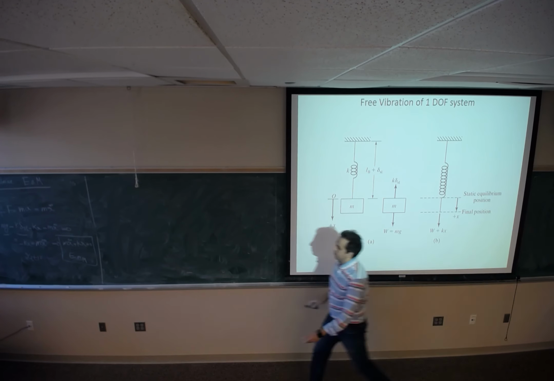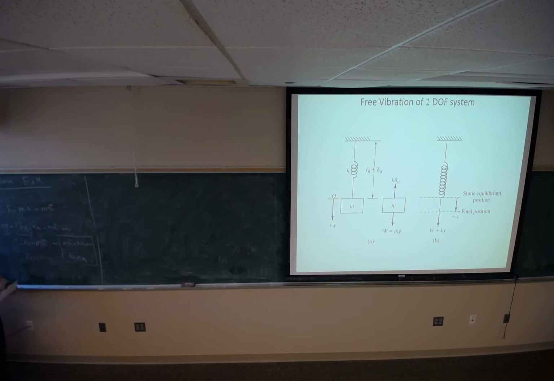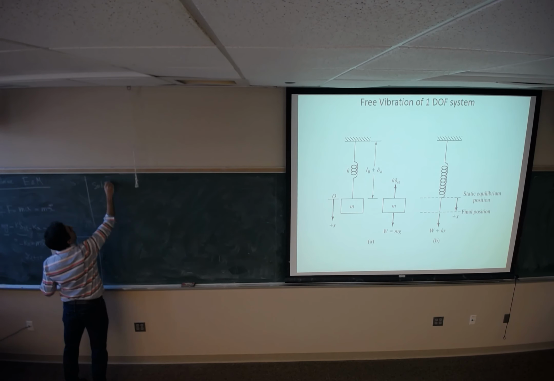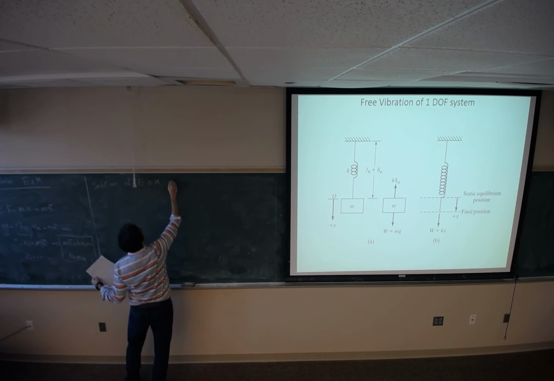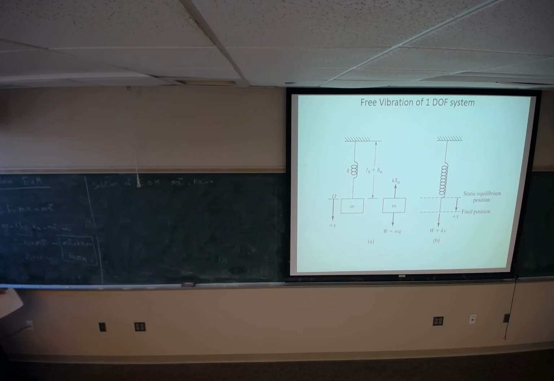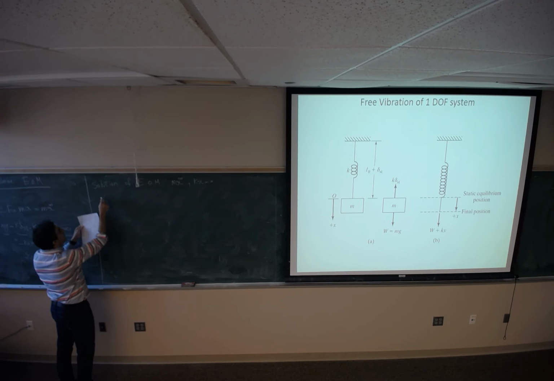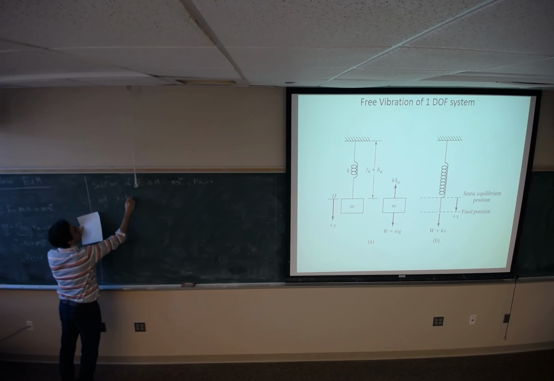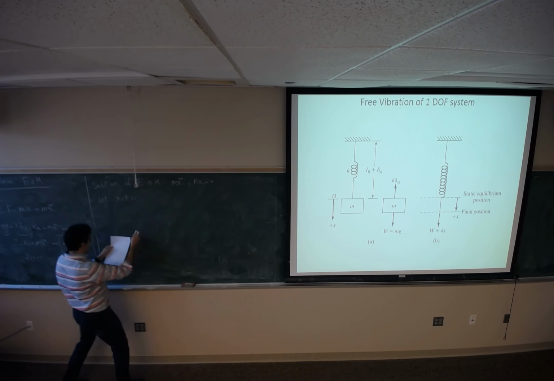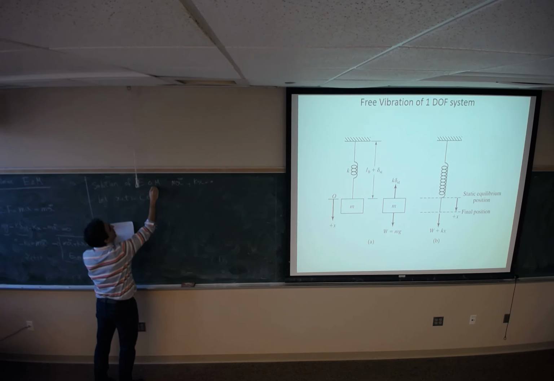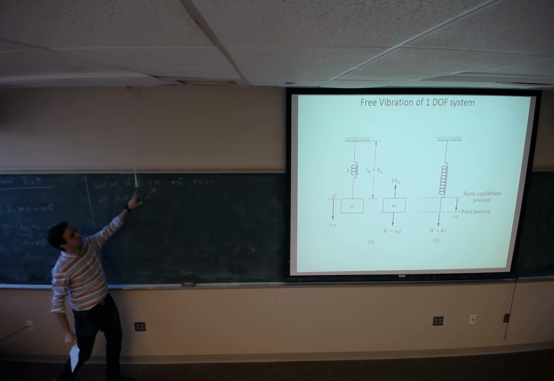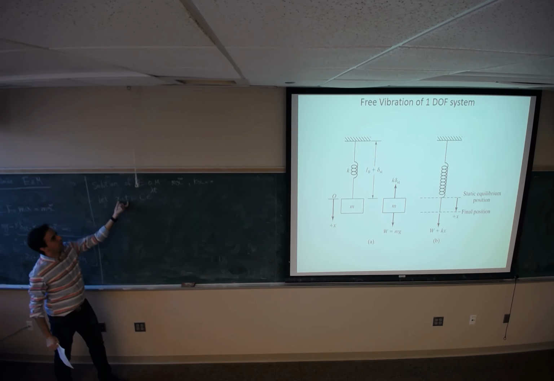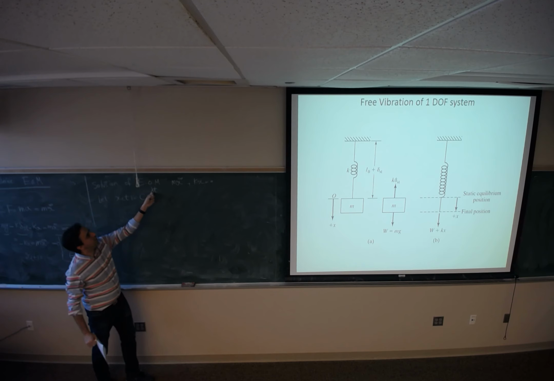So we are looking for the solution of the equation of motion, and the equation of motion for this system is m x double dot plus kx equals 0. This is a second order homogeneous equation. We assume that the response of the system is x equals c e to the power lambda t. For a homogeneous second order differential equation, we assume that the solution is going to look like this. We plug in here and we find lambda for that.